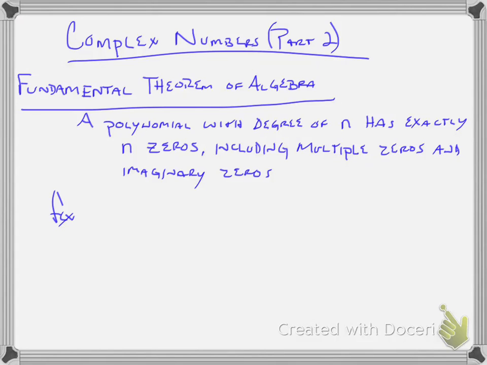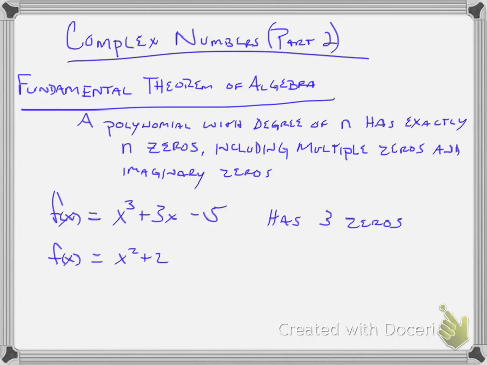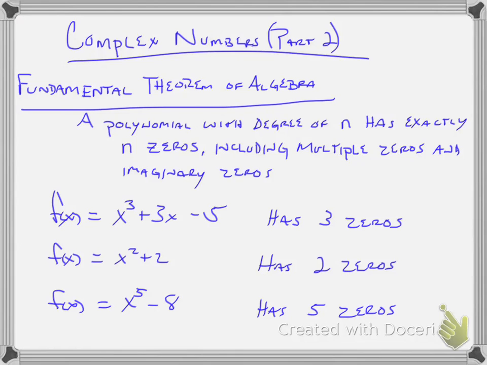So for example, if I have a polynomial here, x to the third plus 3x minus 5, this has 3 zeros because it's a third degree polynomial. If I have x squared plus 2, this has 2 zeros. X to the fifth minus 8 has 5 zeros. Doesn't matter the number of terms, you're looking at the degree, which is the highest exponent.